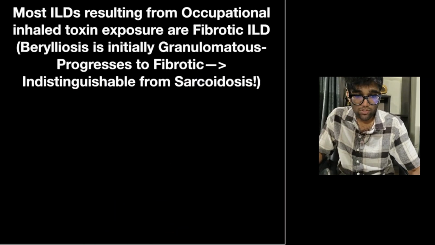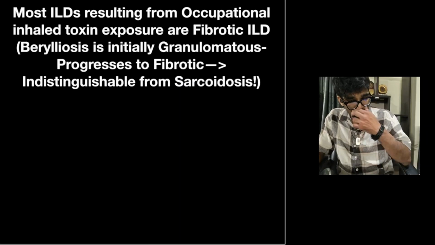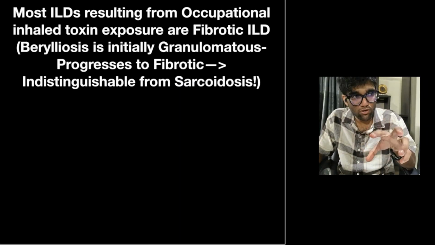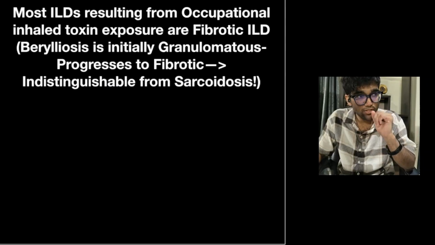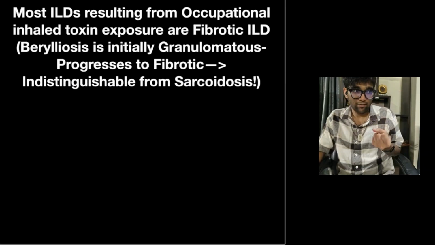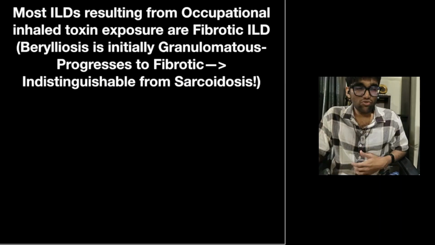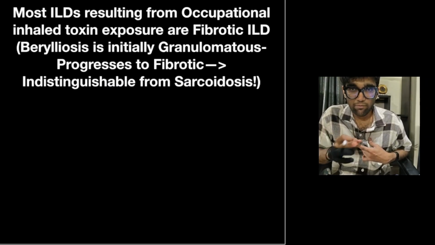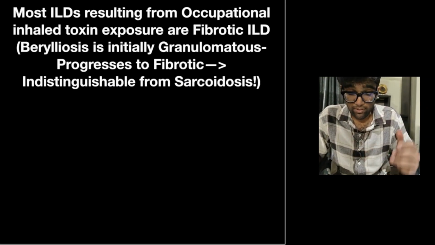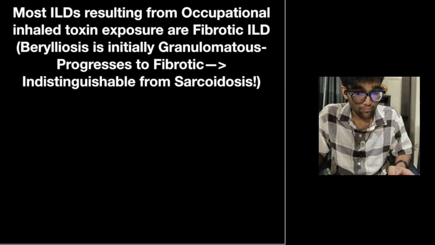Now, most ILDs resulting from occupational inhaled toxin exposures are fibrotic ILDs. And they have a pathogenesis very similar to what we saw with usual interstitial pneumonia. However, usual interstitial pneumonia is against inhaled non-particulate toxins, and these occupational lung disorders are usually due to inhaled particulate matter, usually less than 20 micrometers in diameter. We've discussed this in our earlier discussions on the assessment of ILD patterns.